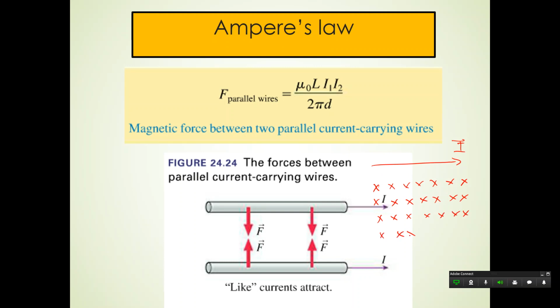Now, that's all due to this one wire. Okay? If I had another wire here going in this direction, I'm going to call this another current I prime. All right? Now, what we have is a current in a magnetic field. So what can you say about a current in a magnetic field? We learned this last class.